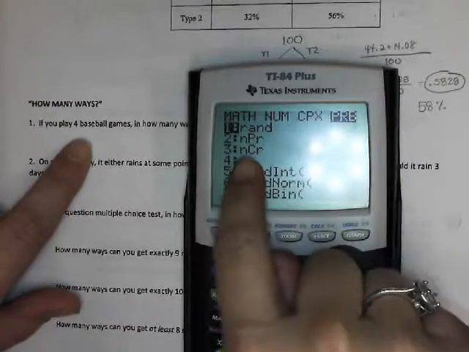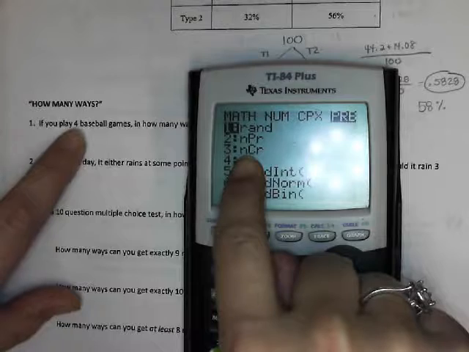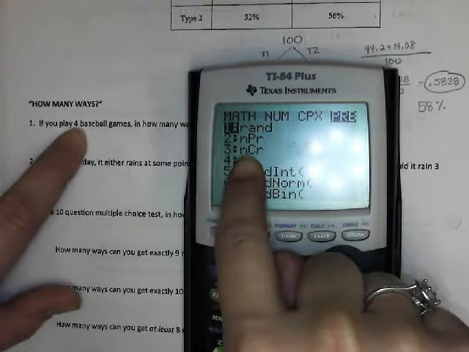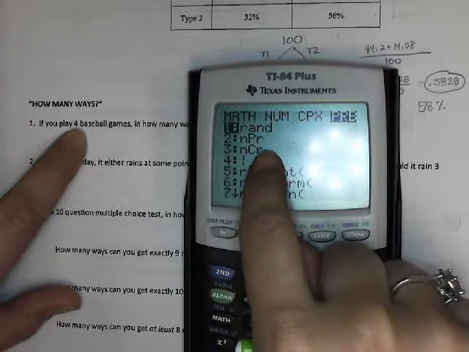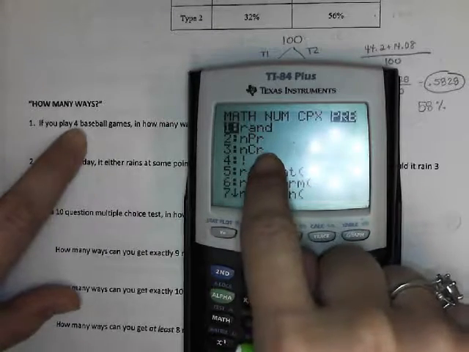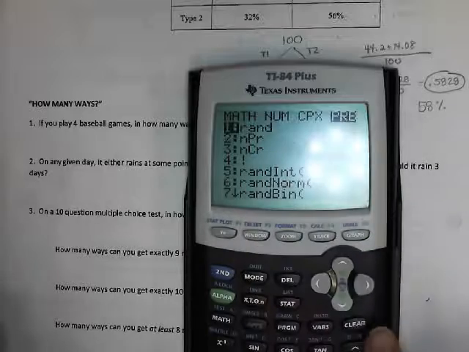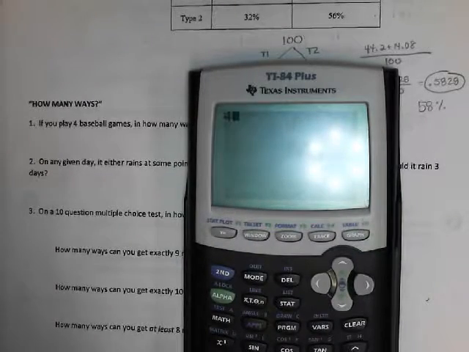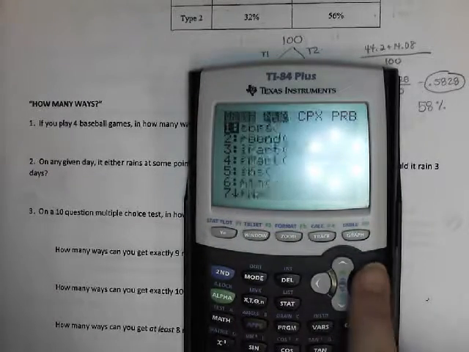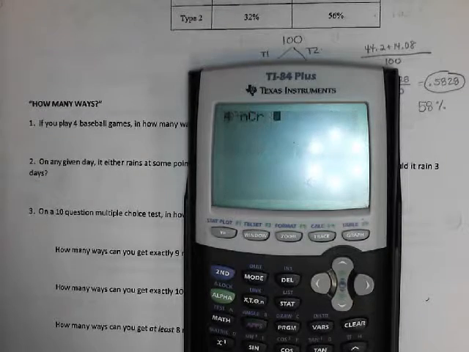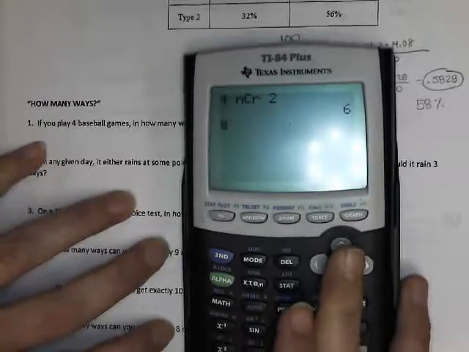So the N stands for the number of trials total, and we have 4 trials here because we're playing 4 games, and we're looking for 2 wins. Okay? So we would do 4C2. Before we do that, we have to hit the 4. Then go to your math and your probability, and then you choose 2. And it's going to give us our 6 ways. And it's going to give you your total number of ways.